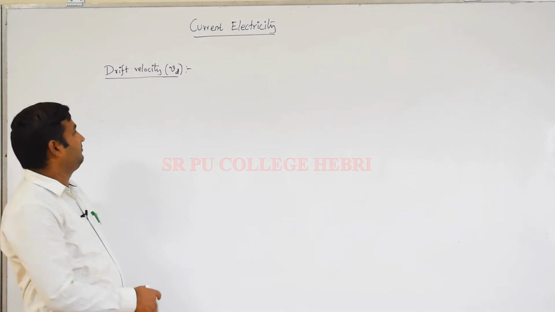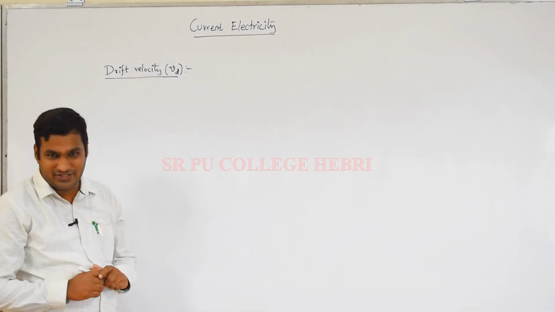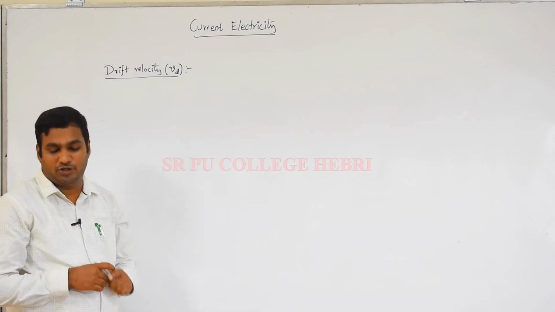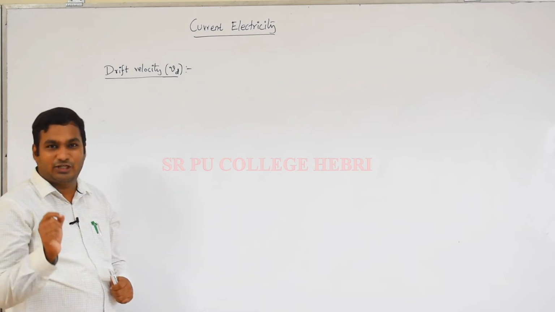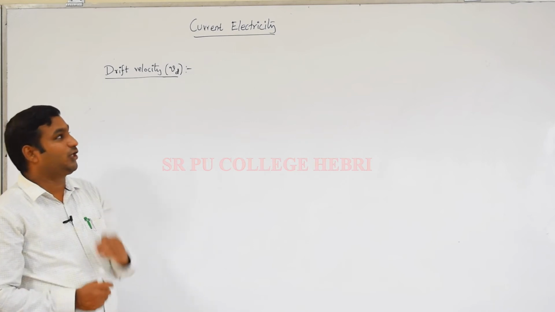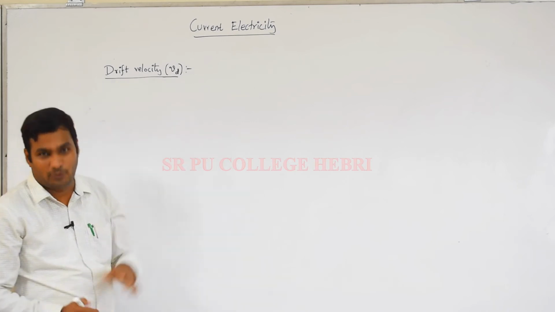Dear student, we already learned about drift velocity. I told you that under the influence of electric potential or electric field, electrons get drifted in a conductor. That drifting of electrons leads towards the concept called drift velocity.